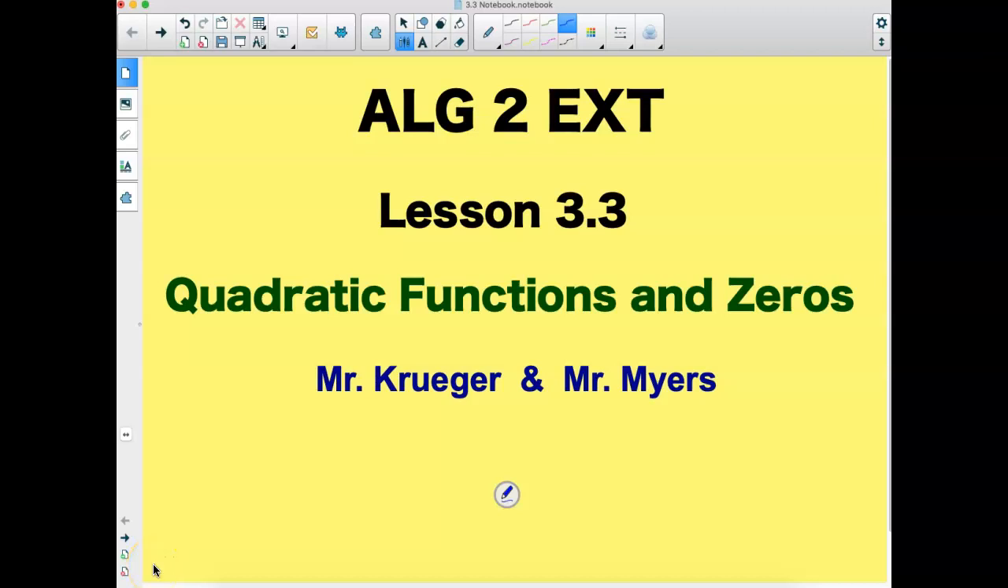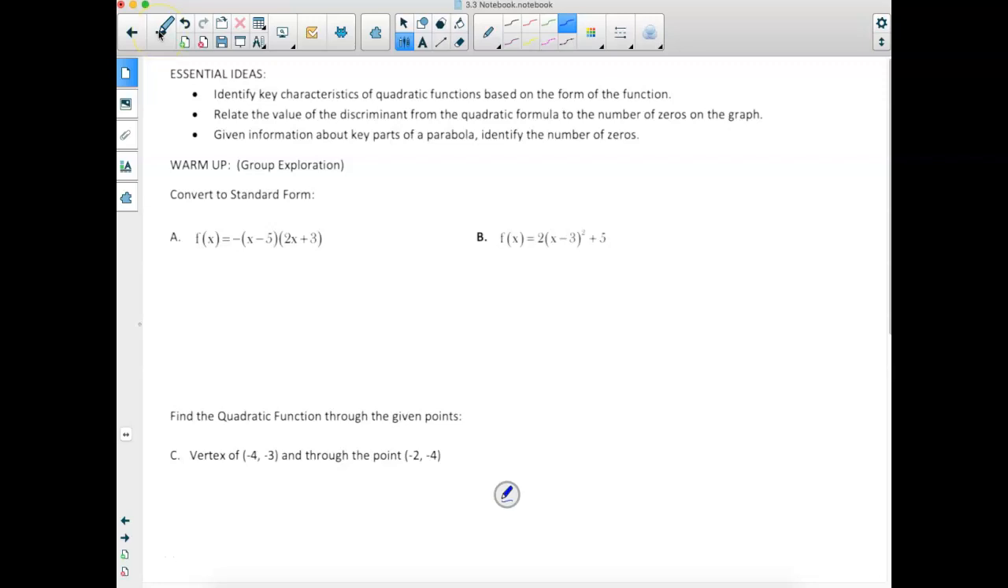Good morning, Algebra 2 Extended, Lesson 3.3 here. We're talking about quadratic functions and zeros, what they look like, and how many there can be. Our essential ideas are listed at the top, like they are in your note sheet.